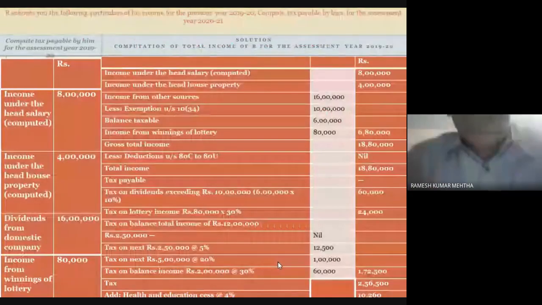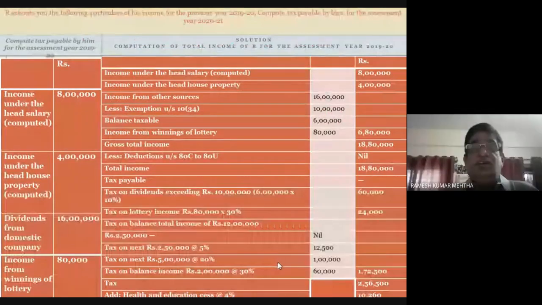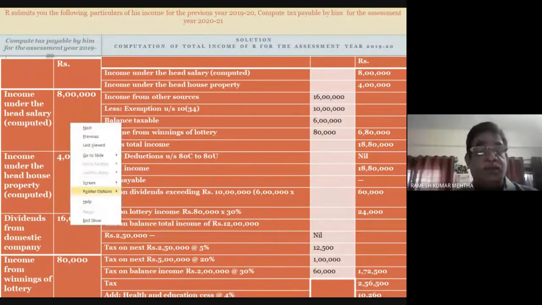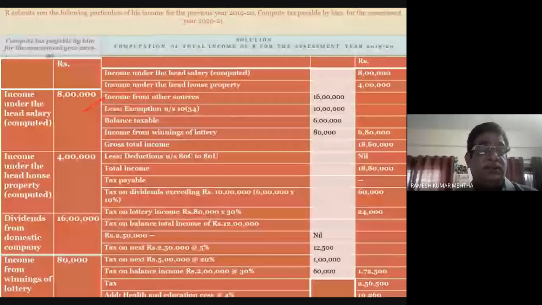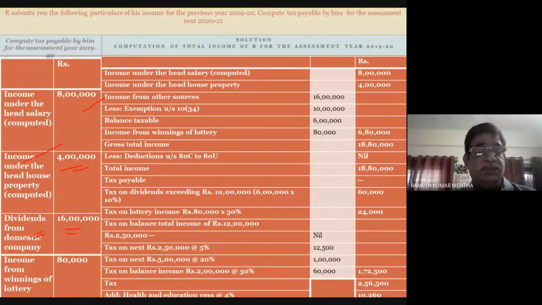In this case, the assessee is furnishing the following sources of income. He has a salary income to the tune of 8 lakh rupees. Number two, he has let out a house property and has earned income under house property to the tune of 4 lakh rupees. Dividend income from a domestic company is 16 lakh rupees and income from lotteries is 80,000 rupees.